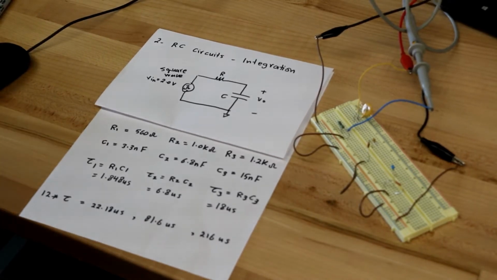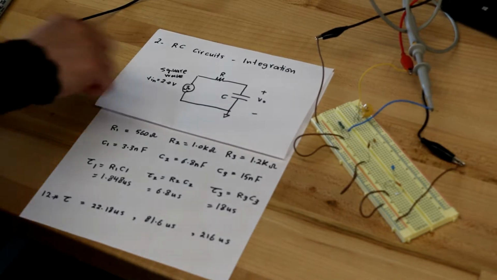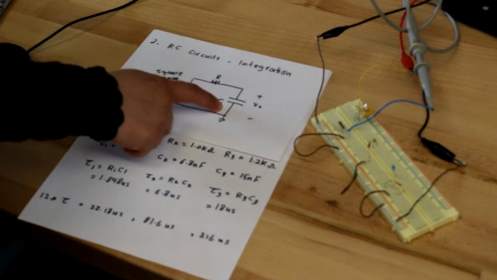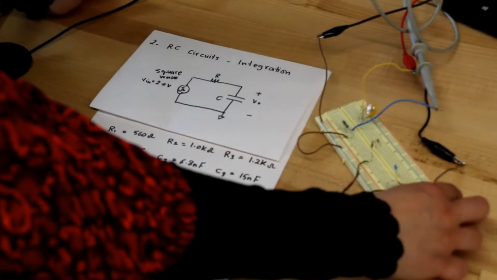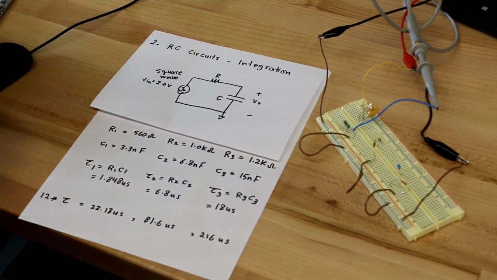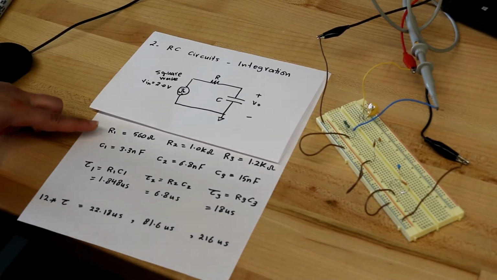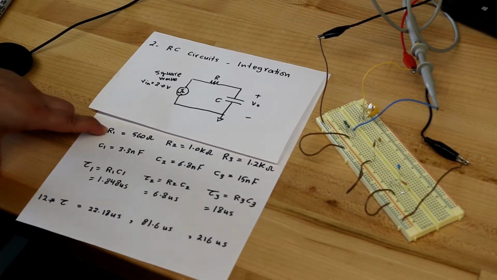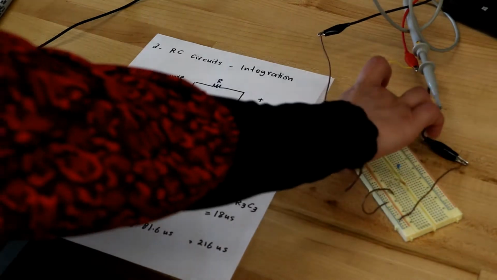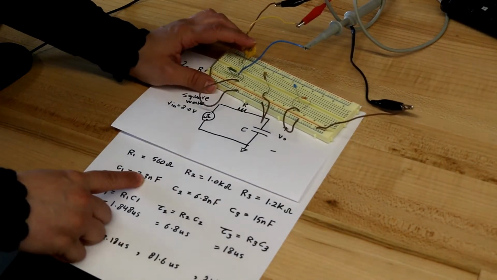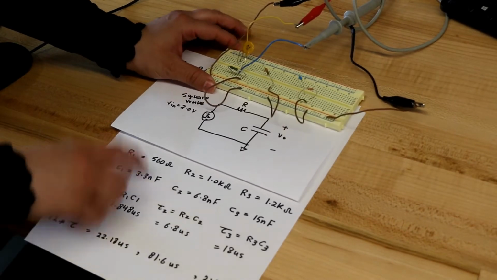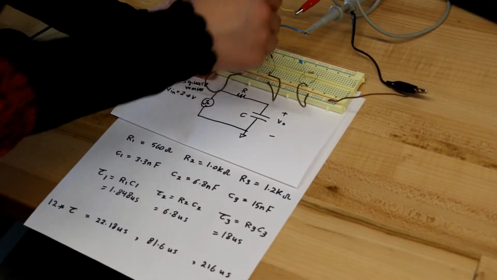For the second circuit, it's an RC circuit integration. Now we switch R with C. So now the output is across the capacitor. For this circuit, I'll be using the same values I used for circuit 1. So I used R 560 ohms and C 3.3 nanofarad for the first circuit. So I'll switch R with C.